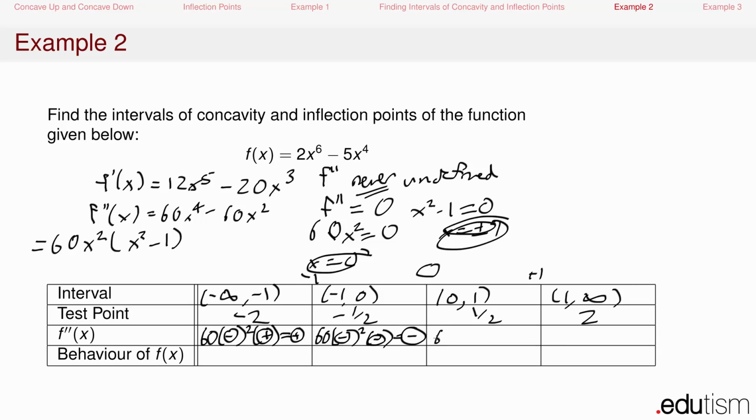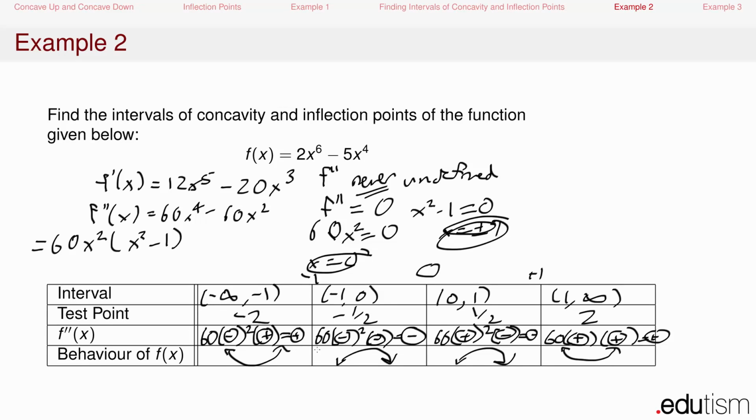If I plug in 1/2, I'm going to have 60 times 1/2, a positive number, squared. 1/2 squared minus 1 is going to be a negative result. A positive number squared is positive, times negative gives me negative. If I plug in 2, I'm going to have 60 times a positive number squared. 2 squared is 4. 4 minus 1 is 3, which is positive. Positive times positive gives me a positive result. So this first interval, negative infinity to negative 1, it's concave up. From negative 1 to 0, it's concave down. And from 0 to 1, it's concave down. And from 1 to infinity, it's concave up.